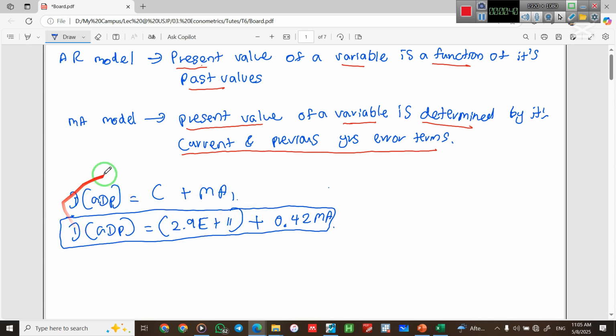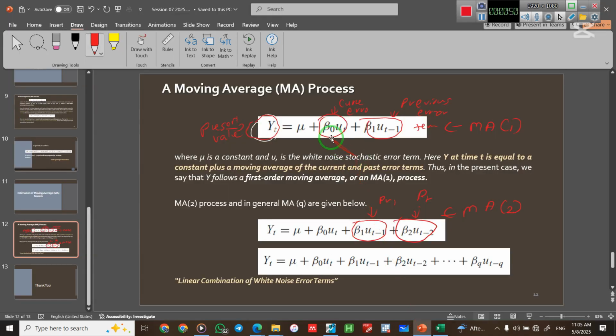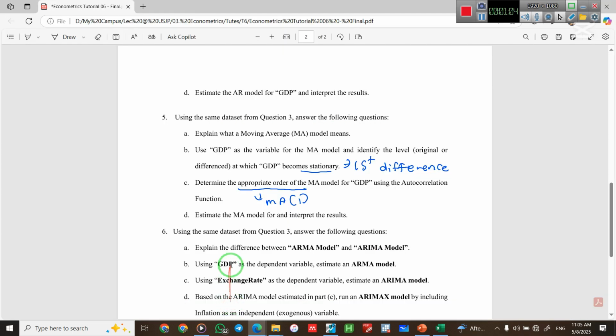That means the current year error term is already included in this model and you can't separately see it, right? So though we have said the current year error term is like this, it is already included in the model and you can't separately see it. Because of that, you can only see the previous year error term or error terms, right? So now we can move to the next question.